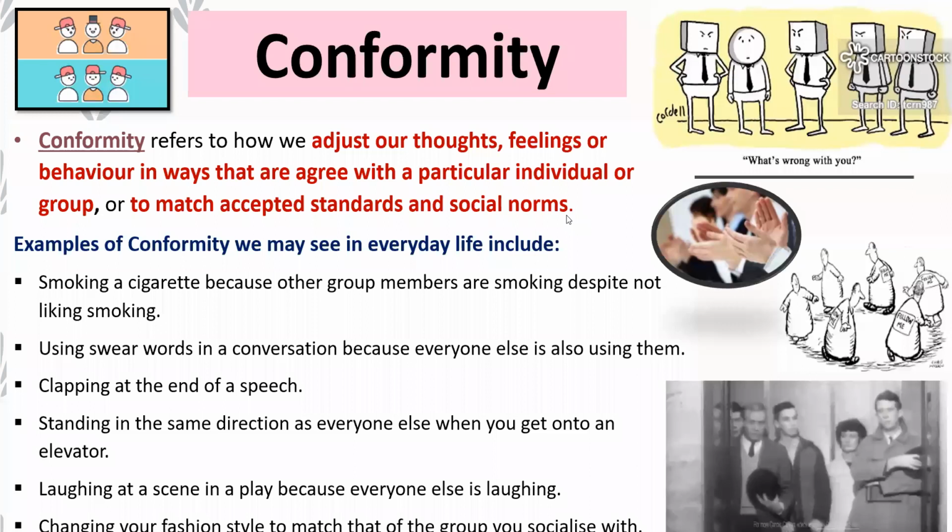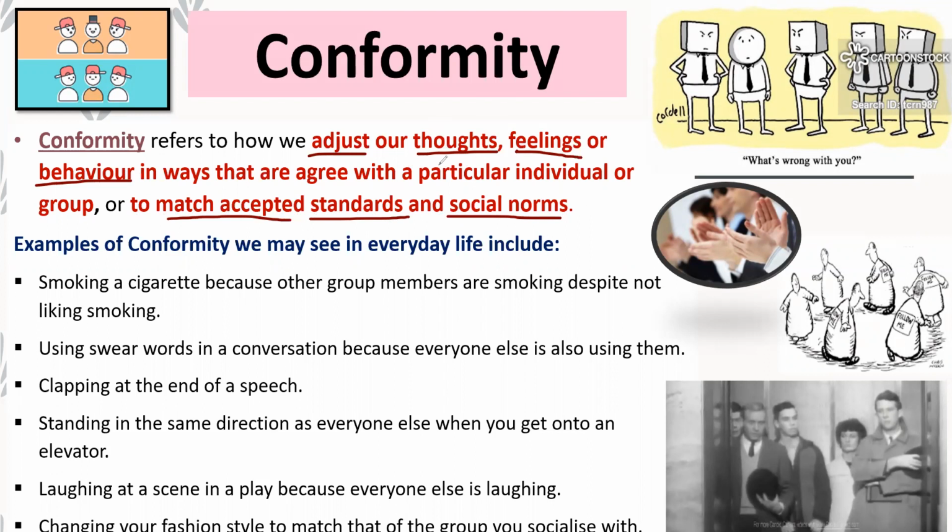Okay. So we know what conformity is, but when we link it back to psychology and the actual definition, this is what you'd be expected to know. Conformity basically refers to how we adjust our thoughts, feelings, or behavior, so our mental processes as well as our behavior, in ways that follow or agree with a particular individual or group, to match some accepted standard or some accepted social norms. That's basically what conformity is. It's about changing in order to fit with the group.